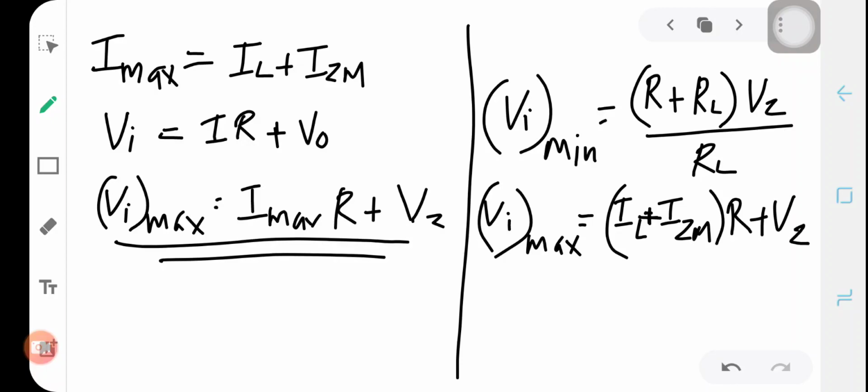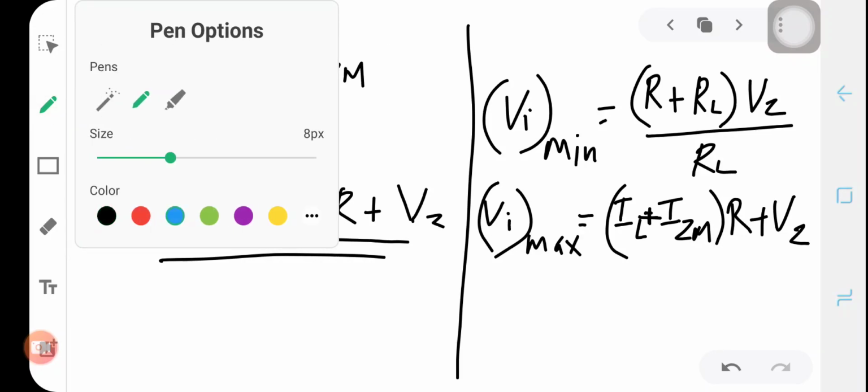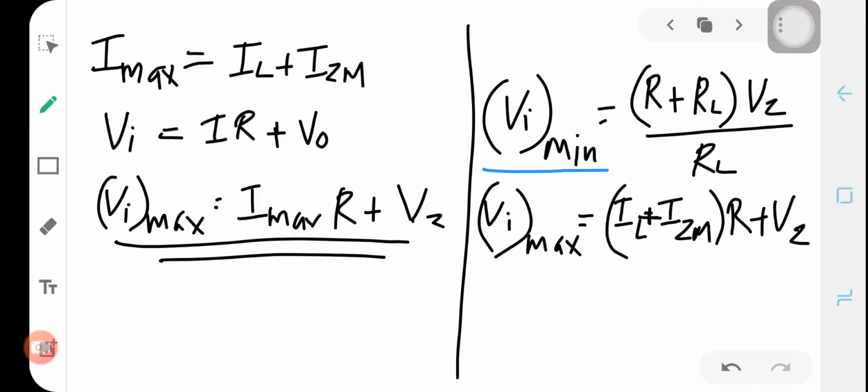So the input voltage should vary between this minimum and maximum value. If the input voltage is between these two values, then only the zener will be in the on state and the circuit can be used for the purpose of voltage stabilization.